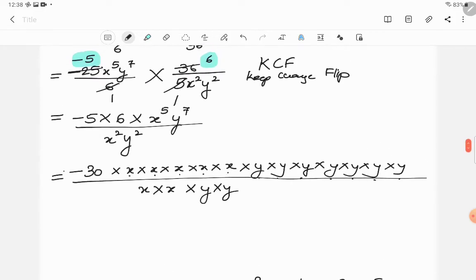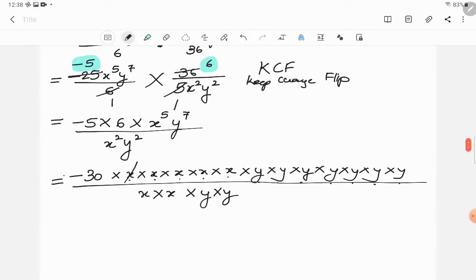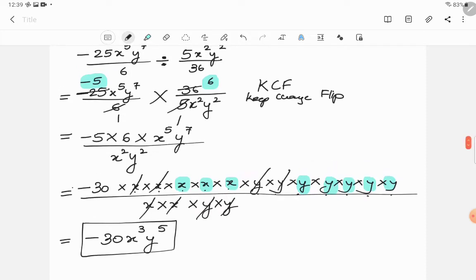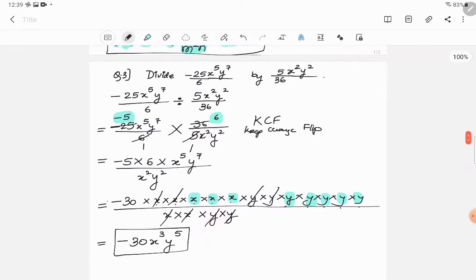Okay, now see what we are going to do. We are going to cancel from the numerator x, denominator 1x. Numerator 1 more, denominator 1 more. And 2 y's here and 2 y's here. So what are you remaining with? You are remaining with 1, 2, 3 x's and 1, 2, 3, 4, 5 y's. Alright, let's jot this down. So this will be minus 30 x to the power 3, multiplied by y to the power 5. So that is going to be our final answer. I repeat, that is going to be our final answer.